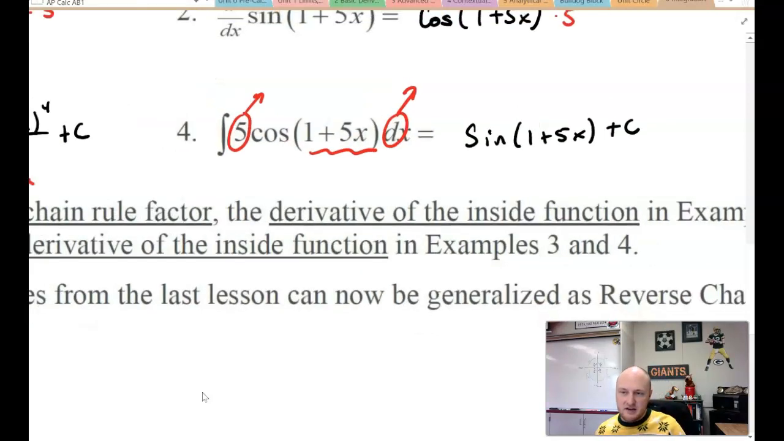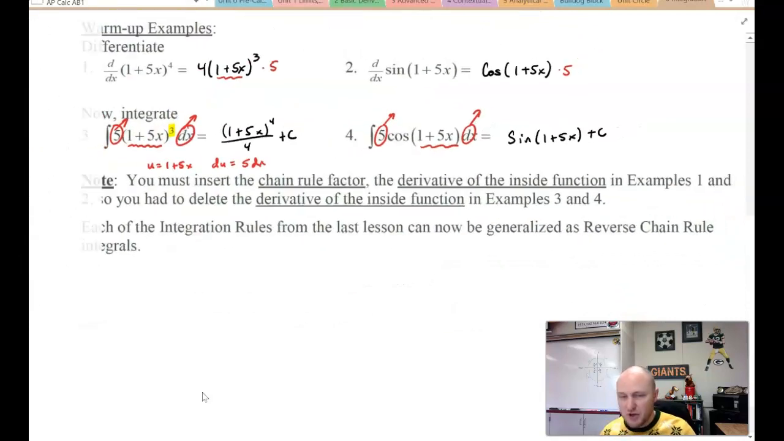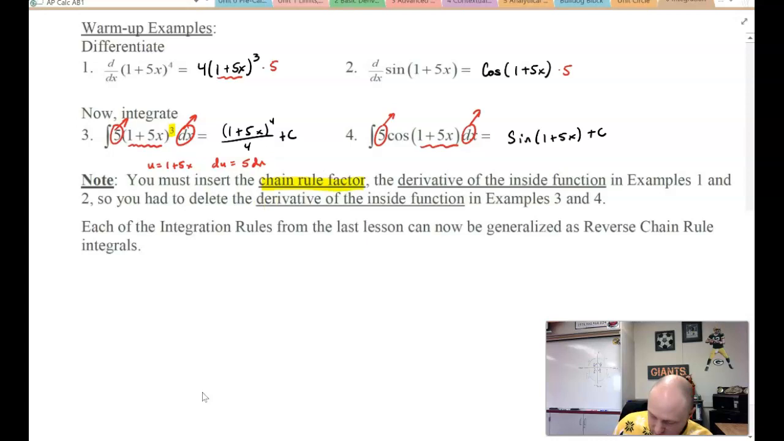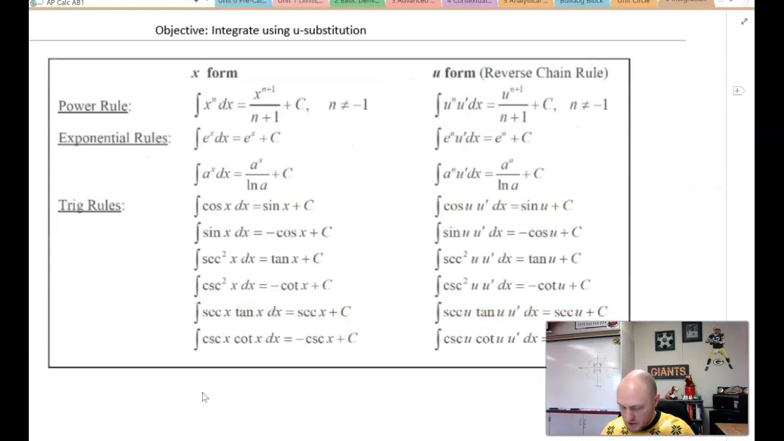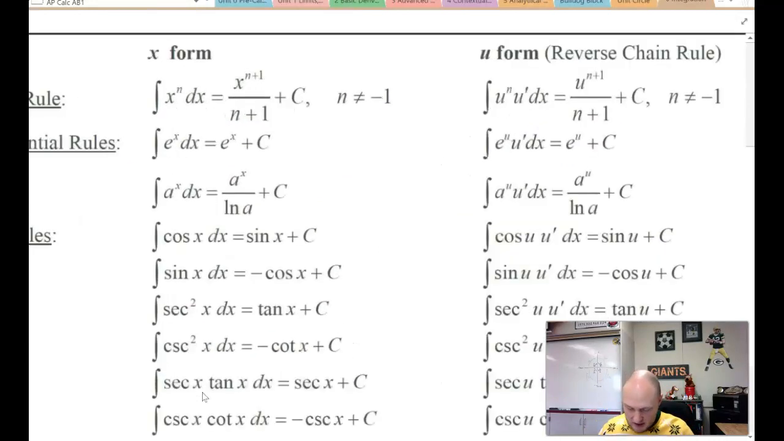All right, let's investigate this a little bit further and see how this applies to everything we've been doing. You must insert the chain rule factor, the derivative of the inside function, in examples 1 and 2. So when we integrate, we have to delete the derivative of the inside in examples 3 and 4. Now, each of the integration rules from the last couple of lessons can be adapted and applied to the chain rule form, which we have seen before when taking a derivative, and we can investigate this here.